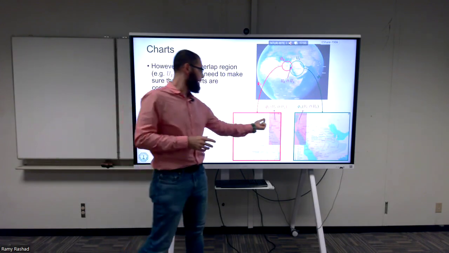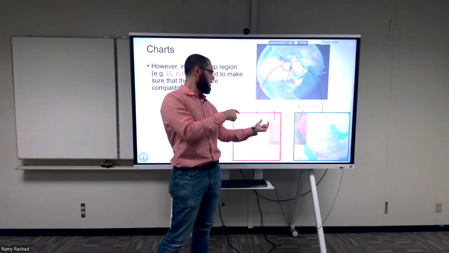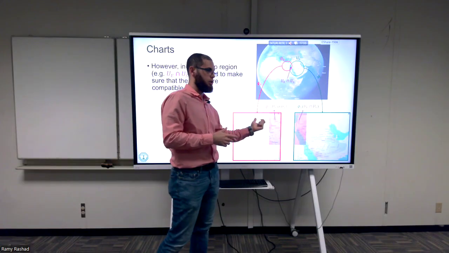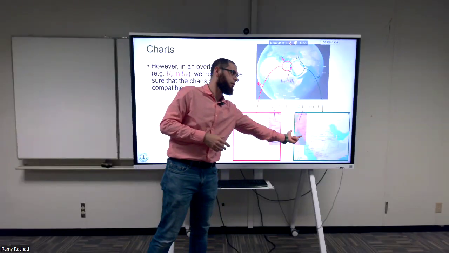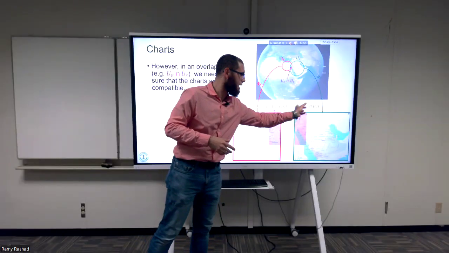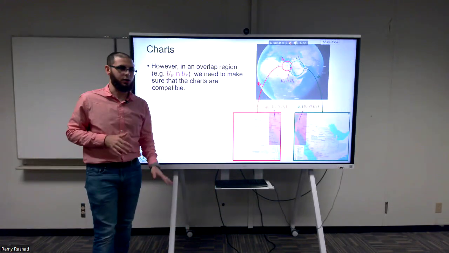Compatibility means that if I measure the distance between these 2 points here, and I know how distance is encoded in this chart, it should be compatible with the distance encoded here, with the information encoded in that chart. Okay? So that's what the compatibility means.